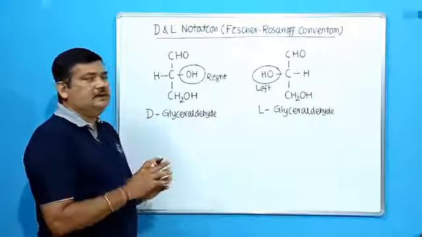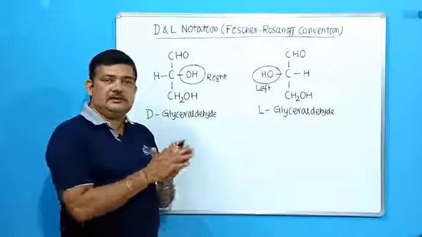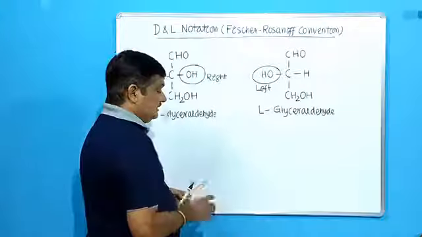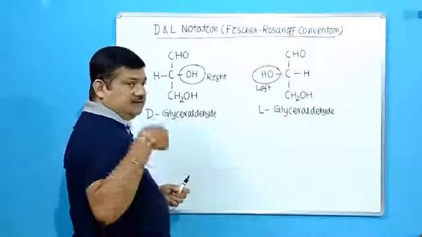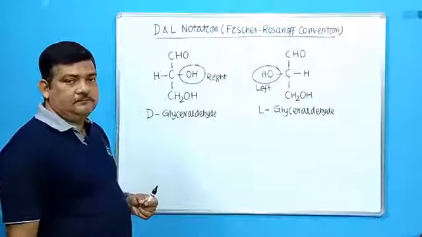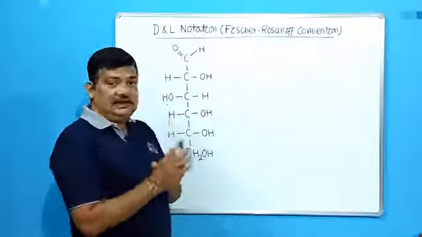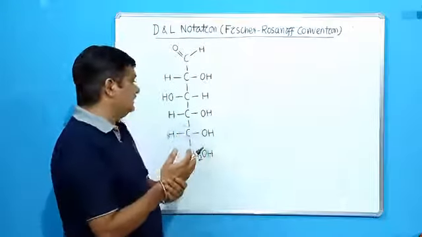So the sugar family can be broadly divided into two categories with respect to DL notation. One is D sugar, one is L sugar. Okay. So next, according to it, we will draw the configuration of D glucose. Then you will tell me what is the configuration of L glucose. Okay. So students, you just see how D and L notations are assigned to glucose or any other sugars.